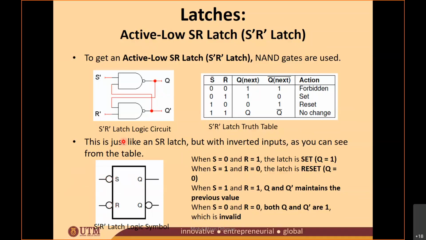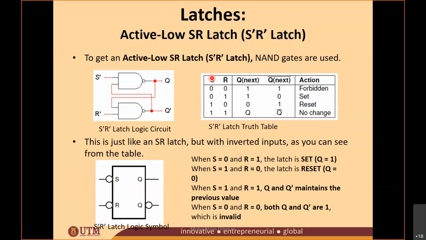Okay, so just like an SR latch, but with the inverted input, as you can see from this table. So bila input S kosong, R kosong, dia jadi forbidden. Tadi bila satu-satu, forbidden. But now, untuk active low, bila kosong-kosong, it is a forbidden. Bila kosong satu, means that you're going to set.